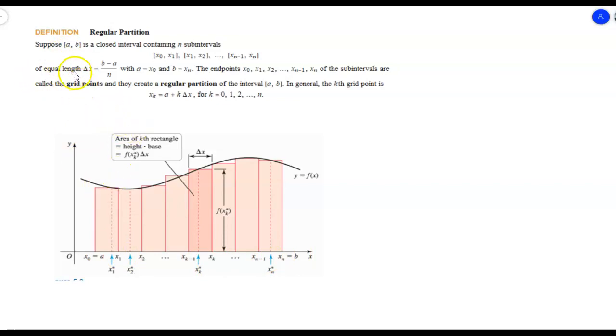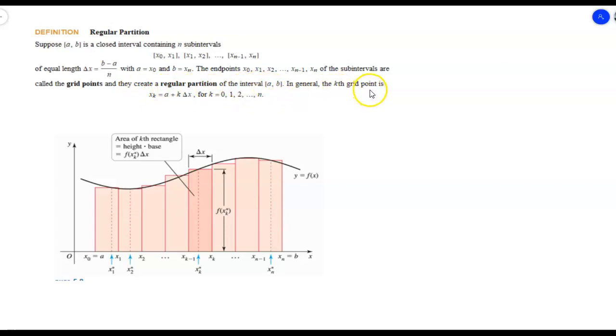The subintervals are of equal length, so delta x. If you take this value minus this value and divide by the number of subintervals you want, that's going to be the length, or the width, of each one of these. The endpoints are basically the endpoints of each of these subintervals. The endpoints of the subintervals are called the grid points. I don't use that term very often, but you're welcome to do it. And they create a regular partition of the interval a to b.